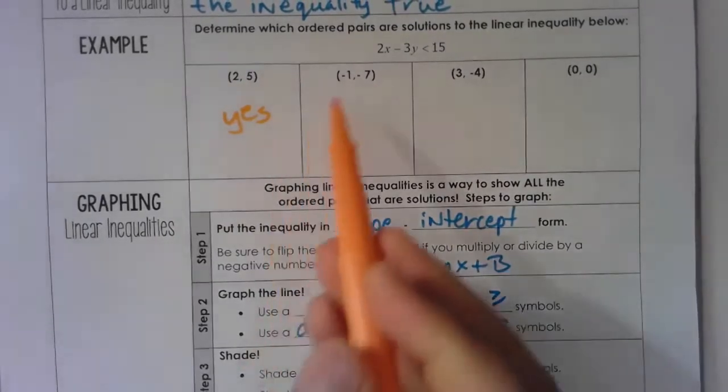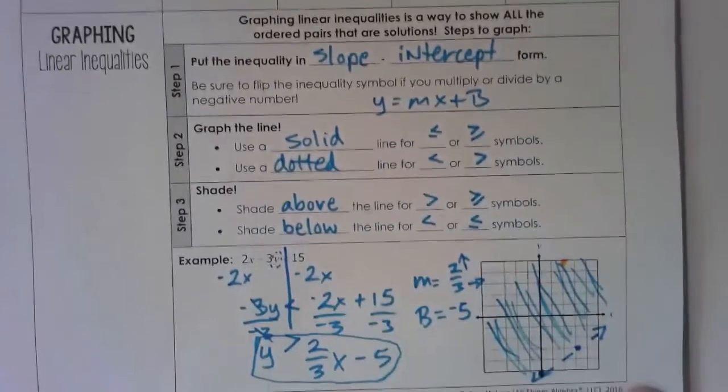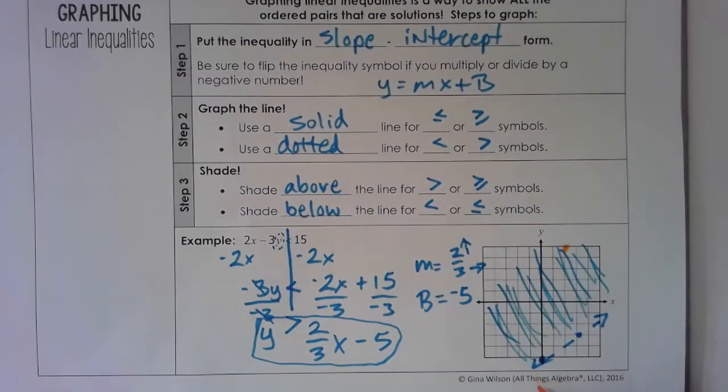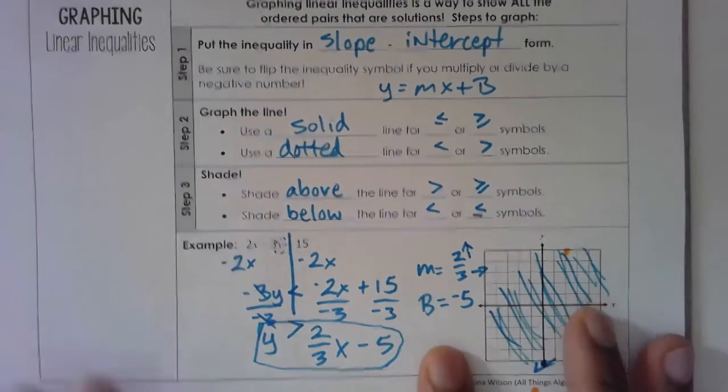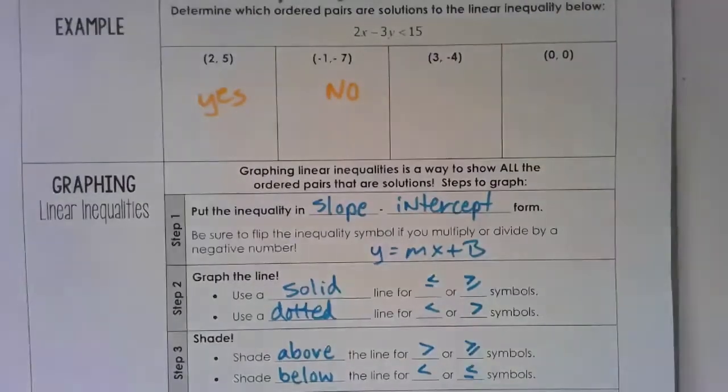What about the point (-1, -7)? Well, if I go ahead and graph (-1, -7), I'm actually going to be underneath the line here. So in that case, that would be a no, because it's not going to be in the shade. All right. Move it up here. Sorry about that.